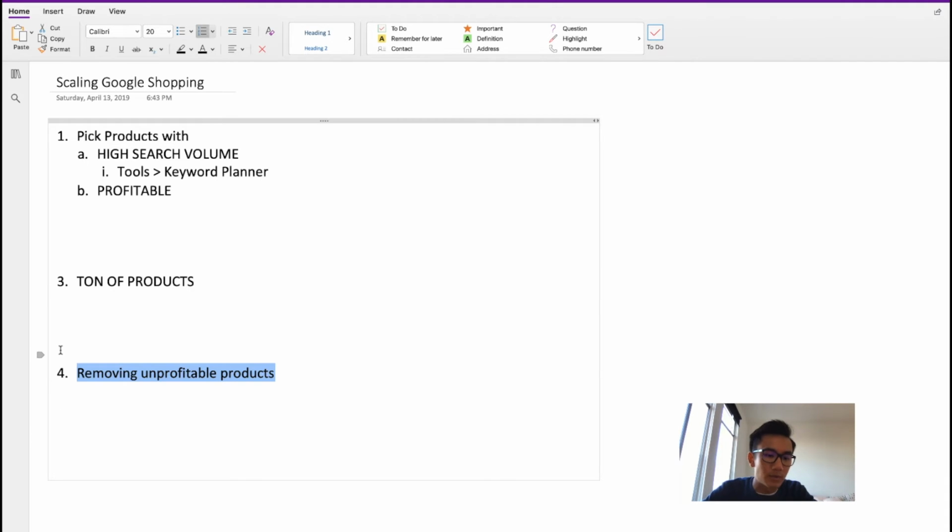Now, number 3, you wanna remove unprofitable products, meaning once you have all your products in your store, you want to start filtering it. That's how you scale, by taking out all the unprofitable products, even products that just break even. You just want to remove them to decrease your cost per purchase for the overall shopping campaign. That is sort of what you want to do.